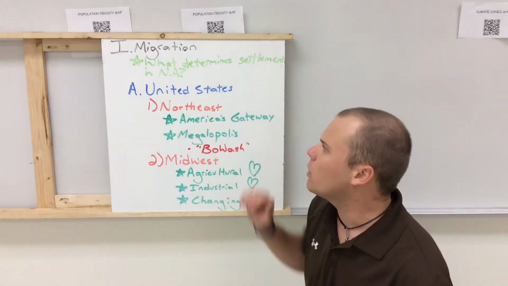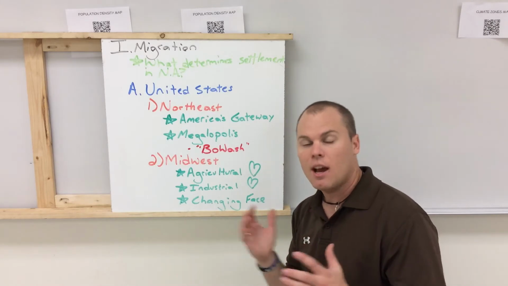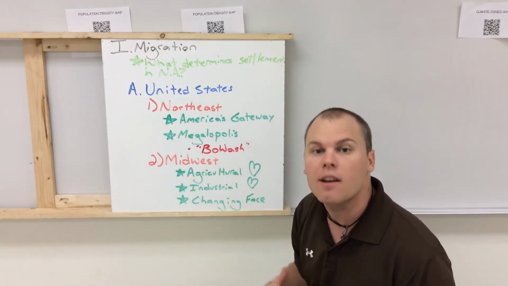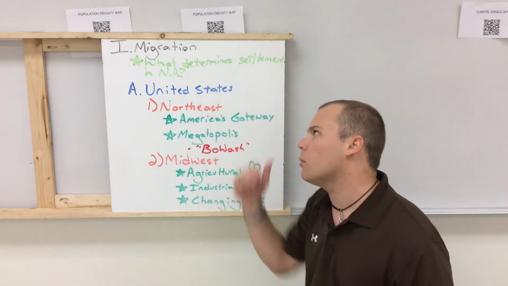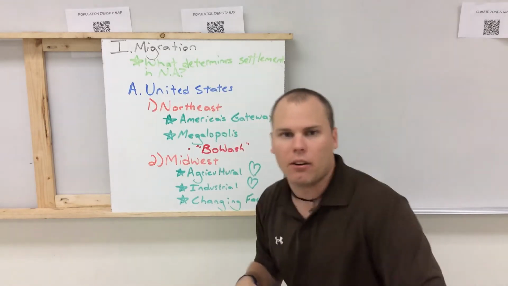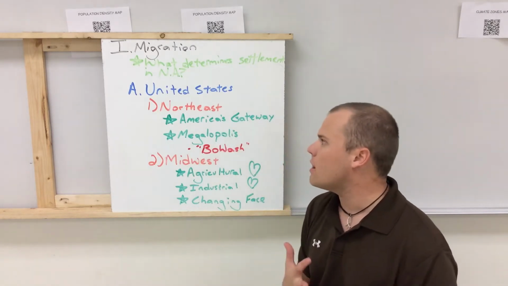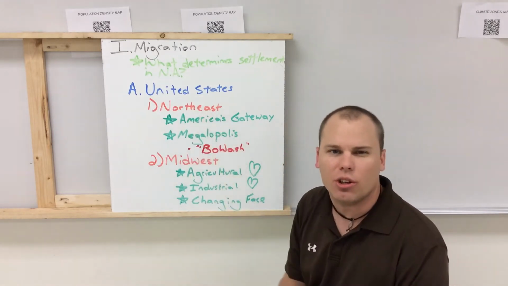All right, and today we're going to be looking at migration. I've got this divided up into two different parts. The first part, we're going to look at the migration that's going on in the United States, and then we're going to look at Canada and the migration that's going on in Canada. Now, the first sub-region that we're going to look at in the United States is the northeastern United States.